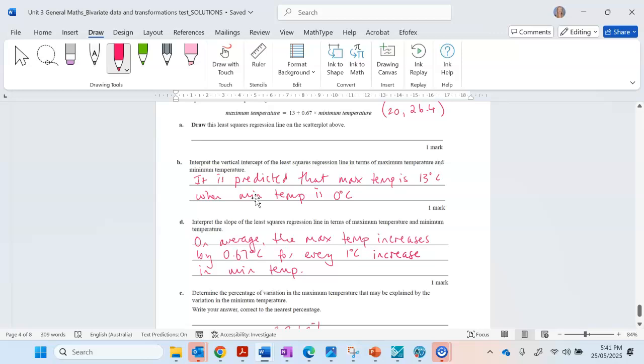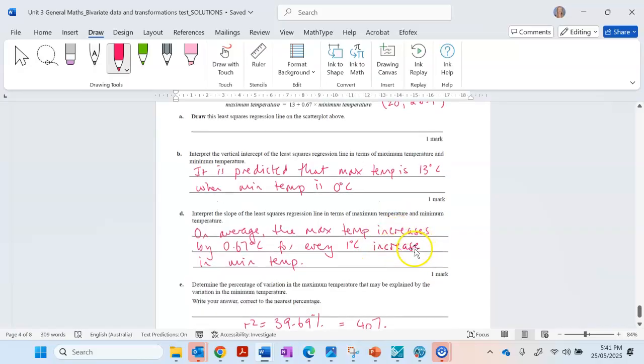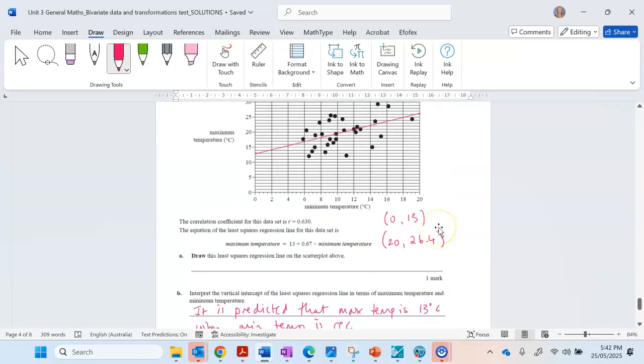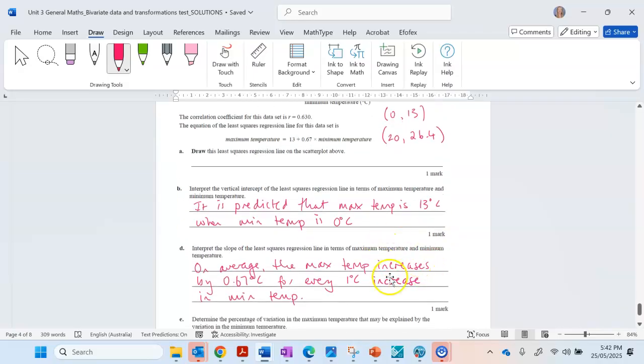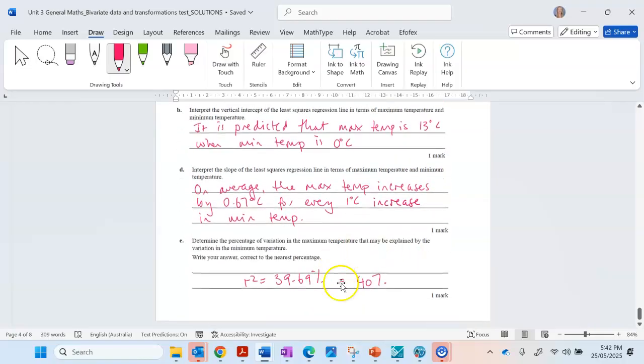All right, and then interpreting the slope, again, same thing, just changing your words. This one wasn't as hard as previous ones because your x variable is always increasing, and this one's increasing. It's sometimes harder when it's decreasing because students write decreasing and then a negative. Just make sure you don't make that mistake. And then the last one did say to the nearest percentage, so 40%.